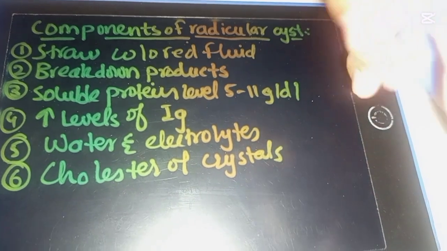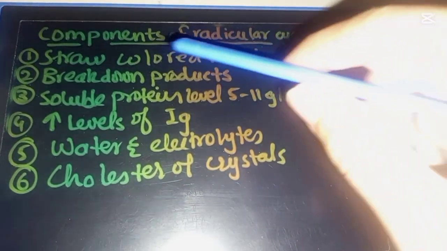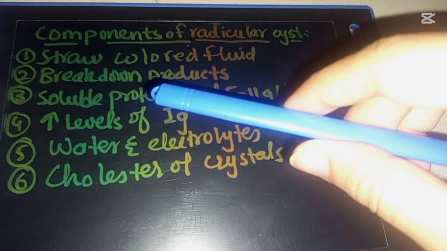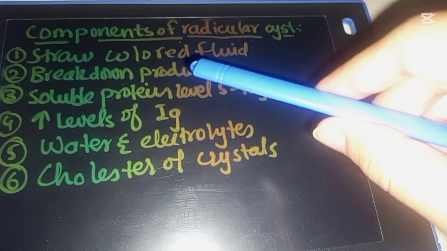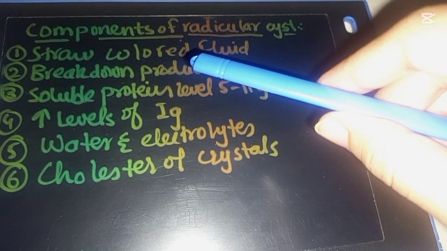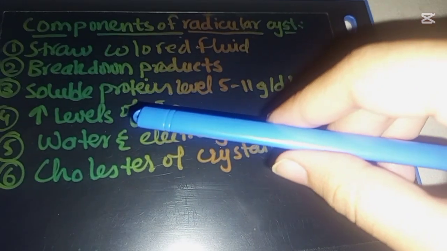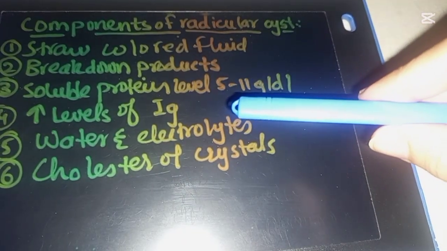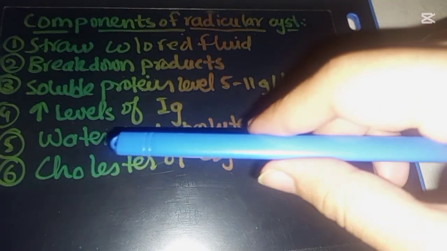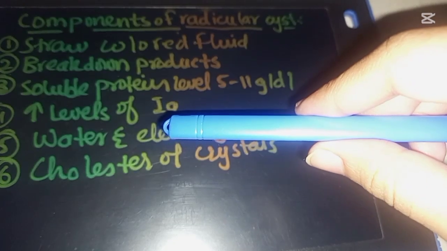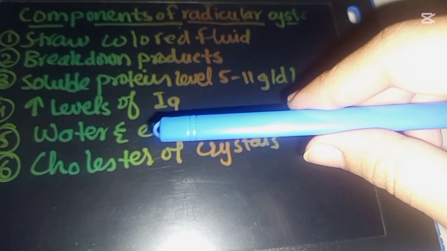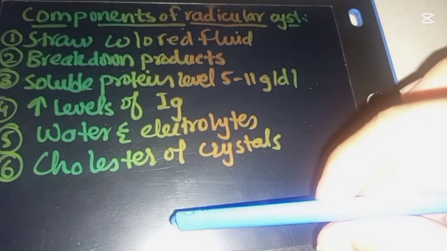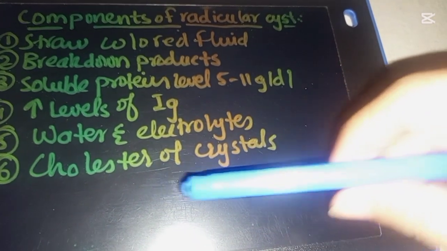Now moving towards the components of the radicular cyst. They have straw-colored fluid, and they have breakdown products in which we have degenerating epithelial and inflammatory cells and connective tissue components. Then the soluble protein level is 5 to 11 gram per dl. Then high levels of immunoglobulin indicate the production by plasma cells in the capsule, water and electrolytes, and cholesterol crystals.